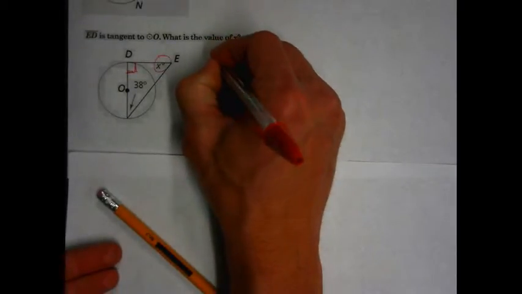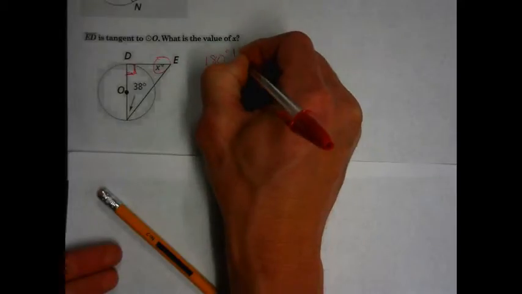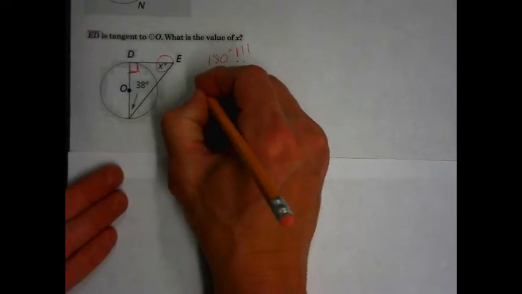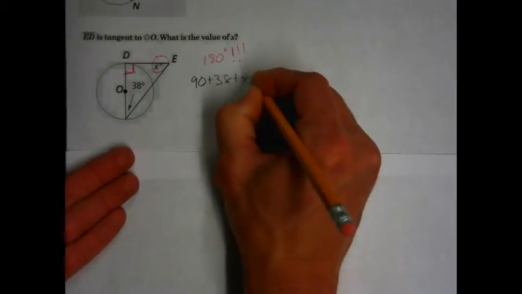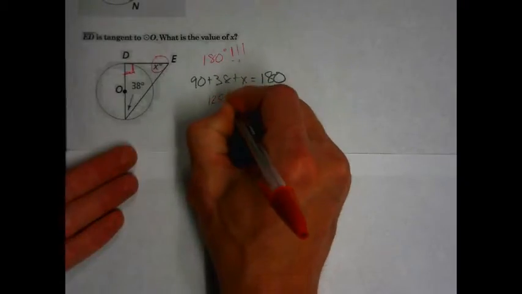Well, we have a triangle. So guess what we know about triangles? We have interior angle measures at 180 degrees. So we can easily, I hope, solve for x, right? Because we know that 90 plus 38 plus whatever that angle is going to give us 180 degrees. So all we have to do is some basic algebra. Okay, so 128 plus x would be 180.